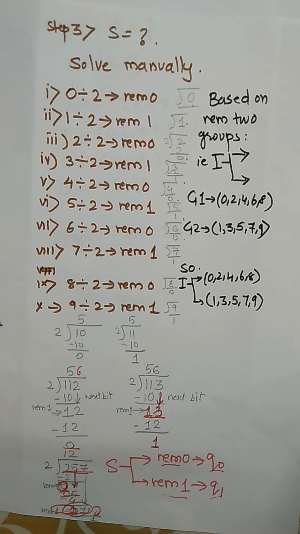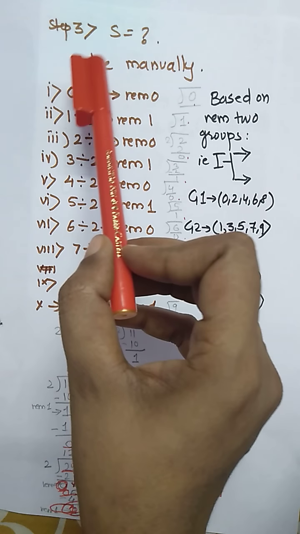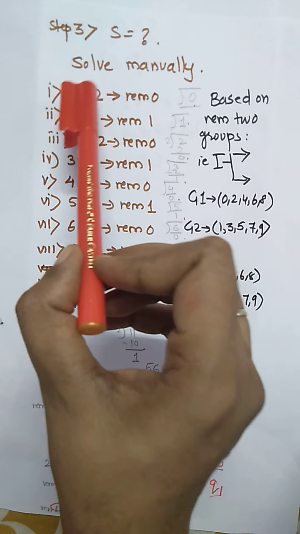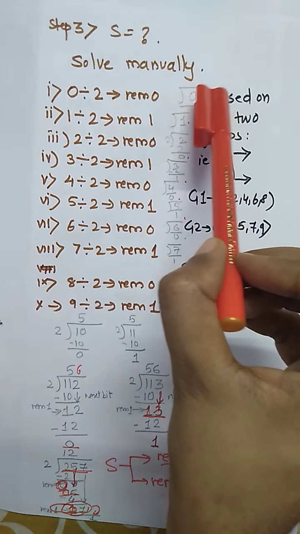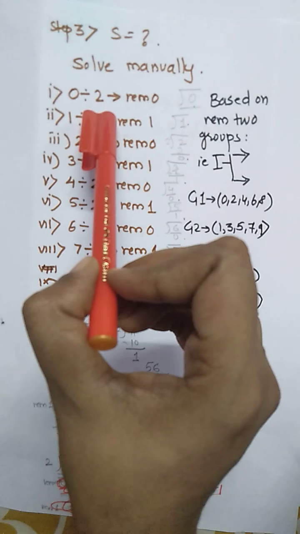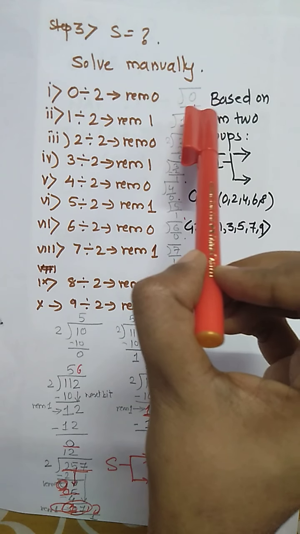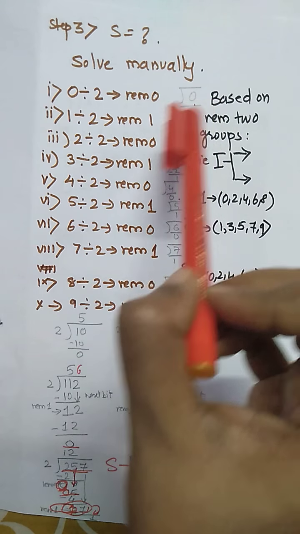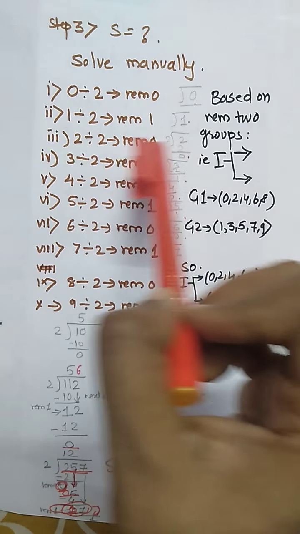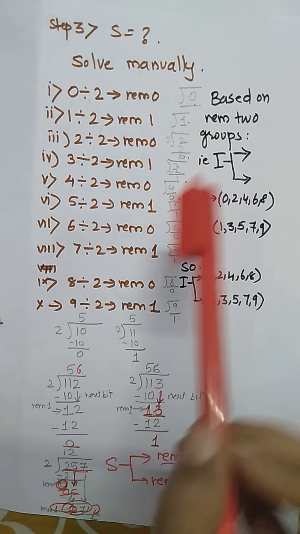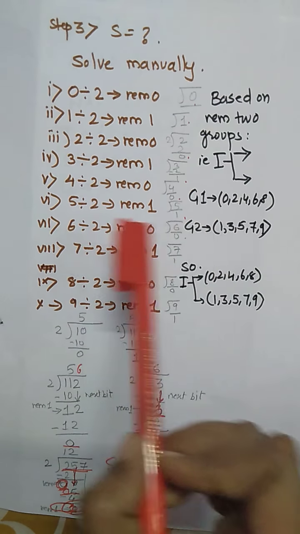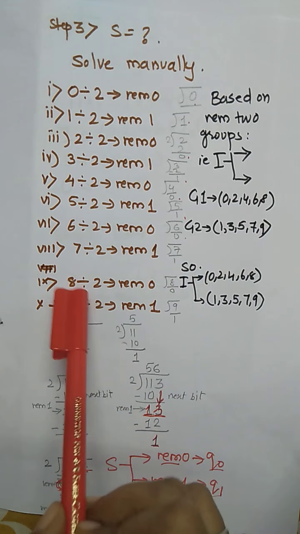The next step is, what will be S? S we have to find out by solving the question manually. The first digit in our number system is 0. Is 0 divisible by 2? Yes, when 0 is divided by 2 the remainder is 0. Is 1 divisible by 2? When 1 is divided by 2, the remainder is 1, so no. 2 divided by 2 has remainder 0, so yes. 3 has remainder 1, so not divisible. 4 has remainder 0. 5 produces remainder 1. 6 produces remainder 0. 7 produces remainder 1. 8 produces remainder 0.